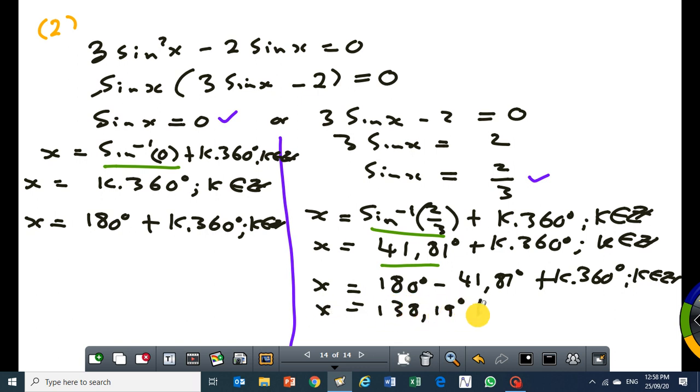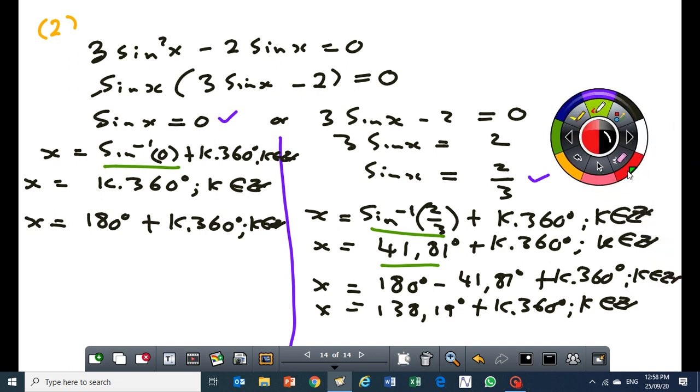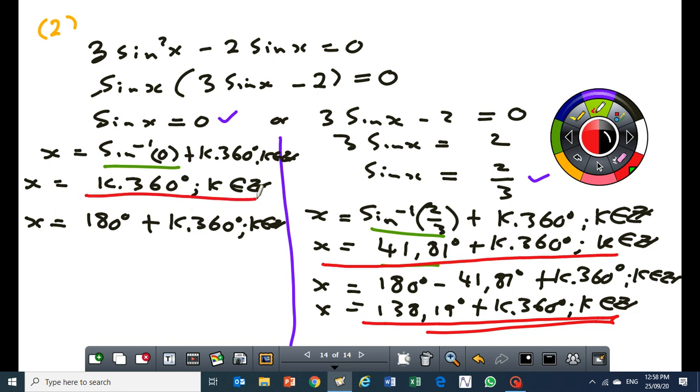8,19 degrees plus k times 360 degrees, where k is an element of Z. Okay, so I have my general solution. Let me just highlight them. This is a general solution. This one is also a general solution. That's a general solution, and that's the fourth one. For the same trigonometric equation, we have four general solutions.